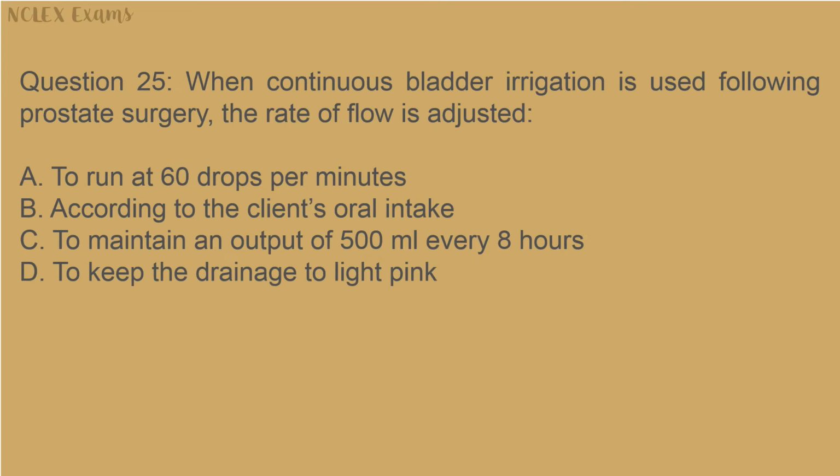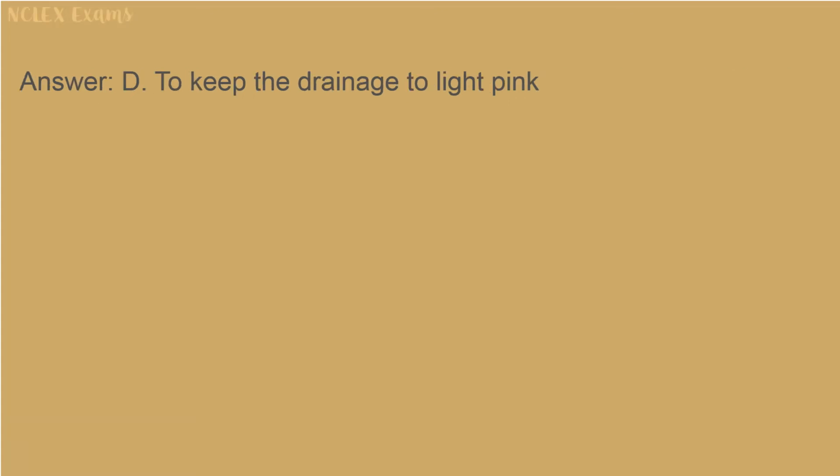Question 25. When continuous bladder irrigation is used following prostate surgery, the rate of flow is adjusted A. To run at 60 drops per minute, B. According to the client's oral intake, C. To maintain an output of 500 milliliters every 8 hours, D. To keep the drainage light pink. Answer: D. To keep the drainage light pink.